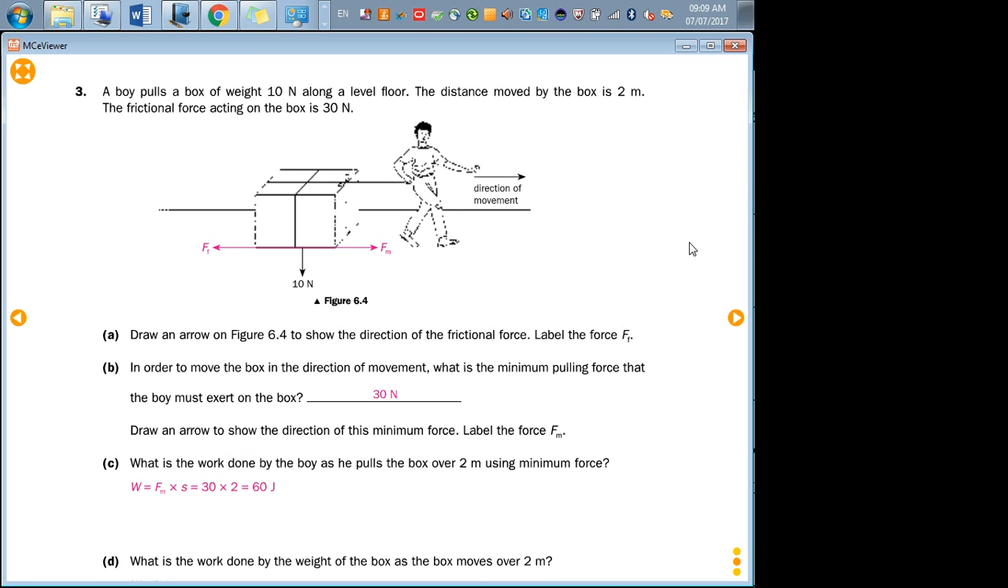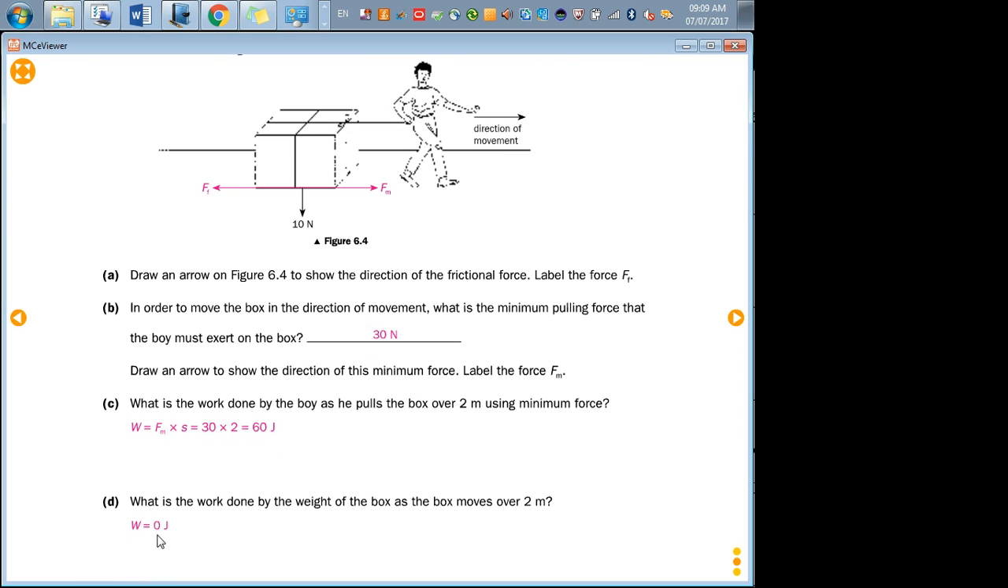Next, what is the work done by the weight of the box? So, weight of the box, what direction is it? Downwards. So what is the work done? So force times distance again. Distance moved in the direction of force. Direction of force is downwards. Did the box move downwards? So what is the distance moved in the direction of force? 0. So we will have 10 times 0. Okay, so the full working will be W, W for work done. Work done equals 10 times 0. You get 0 joules.